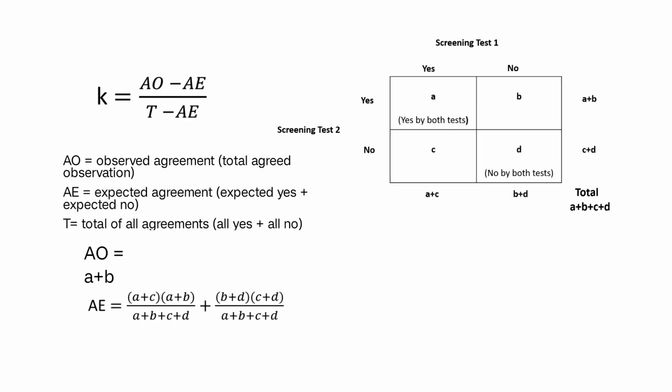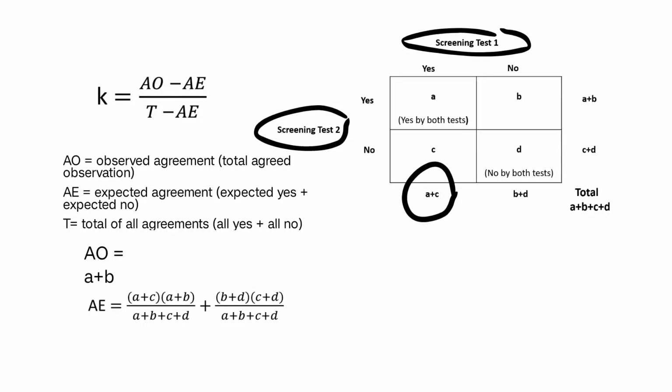Suppose we are having one screening test and one more screening test. By screening test 1 we get the result that some patients are positive and some are negative, and by another screening test in the same population some are negative and some are positive, or the population may be different. Now we will calculate Kappa statistics by this formula. K is equal to AO minus AE upon T minus AE. AO is observed agreement.